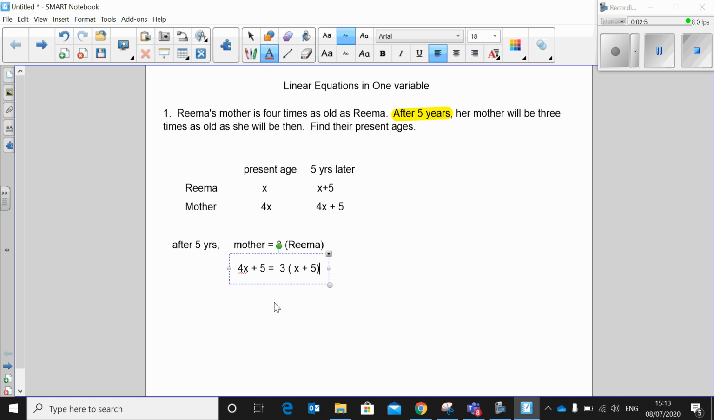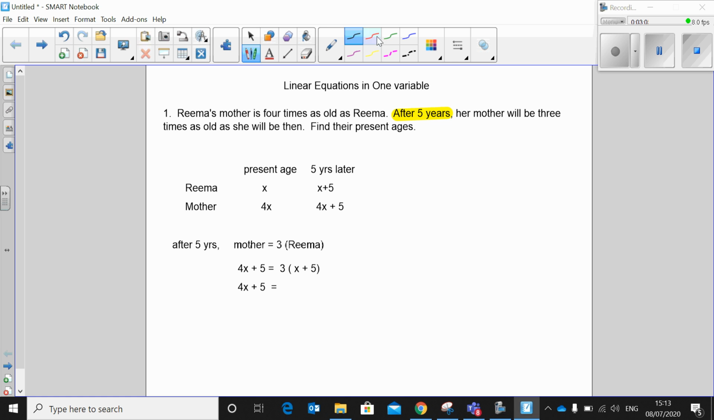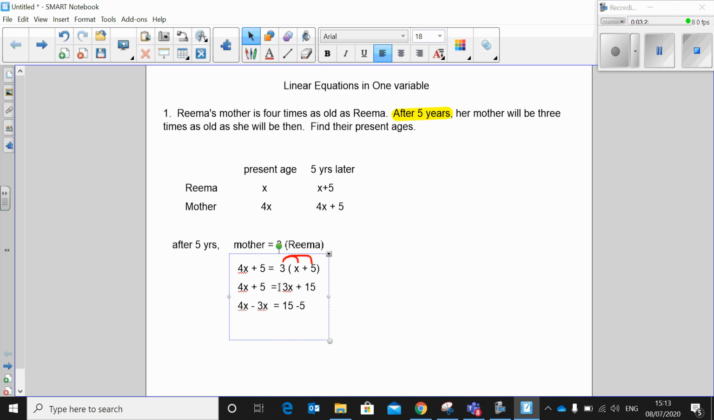Let us solve the equation for x, as all of us know. 4x plus 5 is equal to 3 times x plus 5, so 3 times x and 3 times 5. Correct? So 3 times x is 3x, plus 3 times 5 is 15. Let us bring the x to one side. 4x minus 3x is equal to 15 minus 5. That means x is equal to 10. We got x is equal to 10. Then what about 4x? 4x is equal to 40.